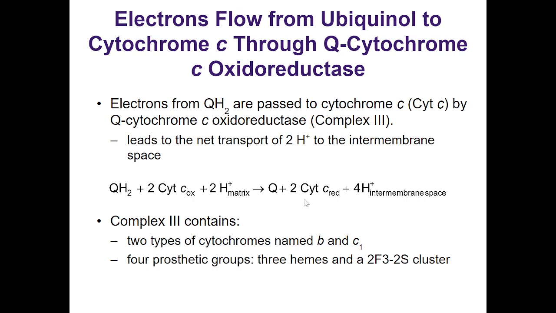The complex 3 is going to contain 2 types of cytochromes. It's going to be named B and C1. It's going to have 4 prosthetic groups. These are 3 hemes. It will also have a 2Fe, 2S cluster.